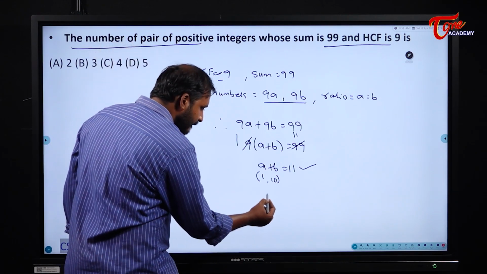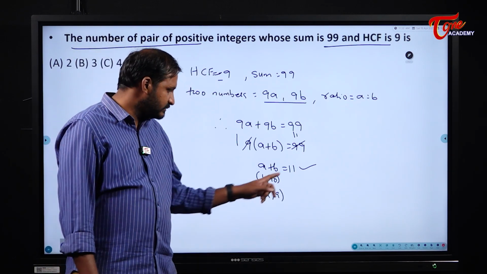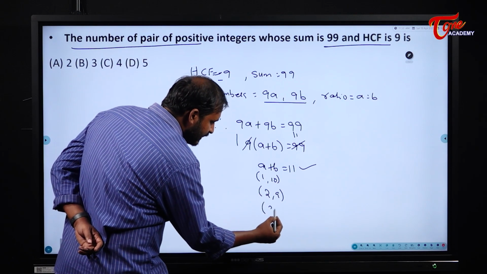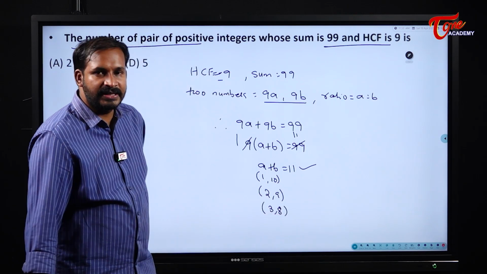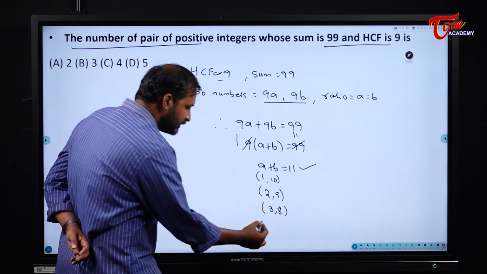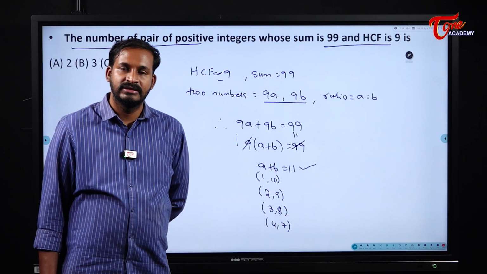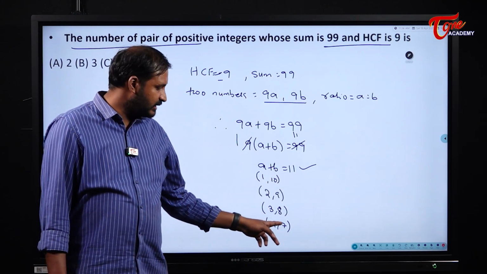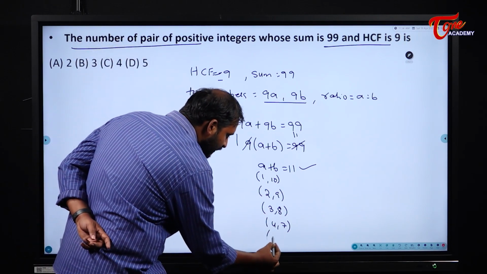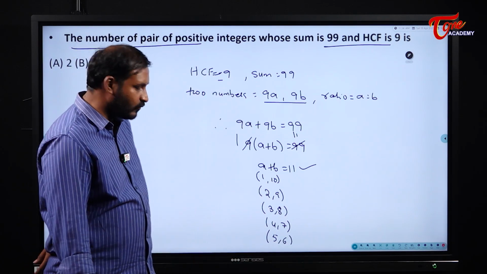That is fine. Next, 2 and 9. 2 plus 9 is 11 and 2 and 9 are co-primes. That is also a possibility. Next, 3 and 8. Yes, 3 plus 8 is 11 and 3 and 8 are co-primes, that means their HCF is 1. Next, 4 and 7. 4 plus 7 is 11 and 4 and 7 are co-primes. Next, 5 and 6. Yes, 5 plus 6 is 11 and 5 and 6 are co-primes.